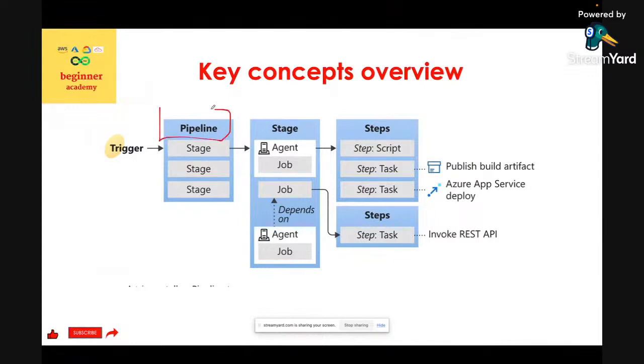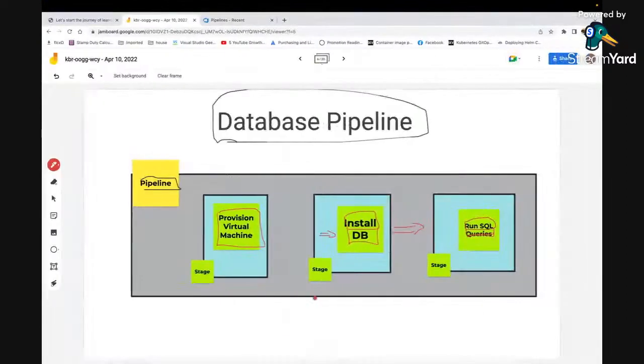If you see here, in our Azure pipeline, a pipeline consists of one or more stages. When we say stages, a stage is a group of particular tasks. If I take one example, this particular database deployment, what we will try to do is deploy our database inside a virtual machine. Let us take a hypothetical case. If you could see here, what we have is three stages.